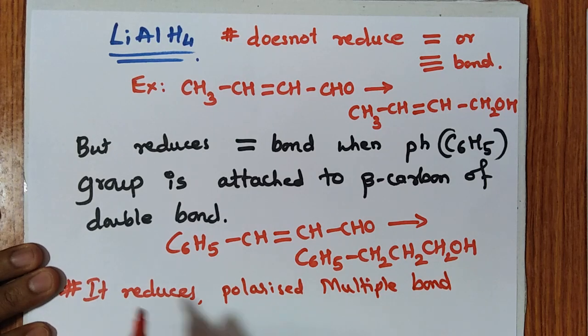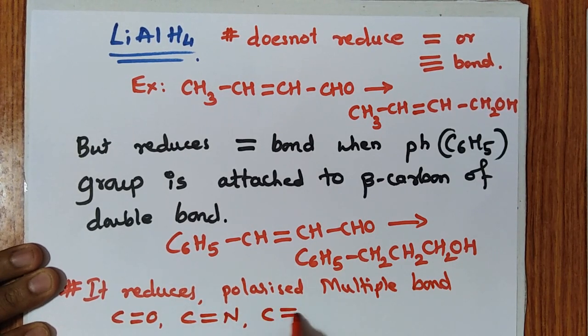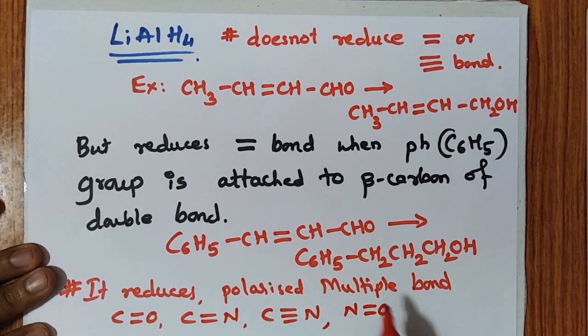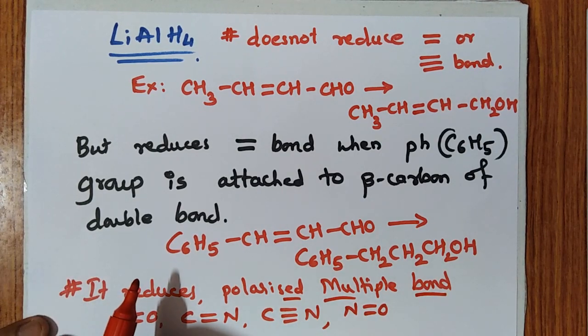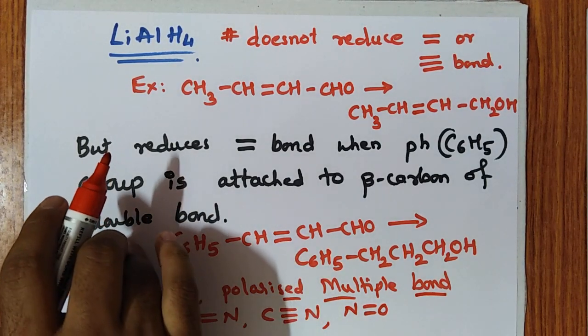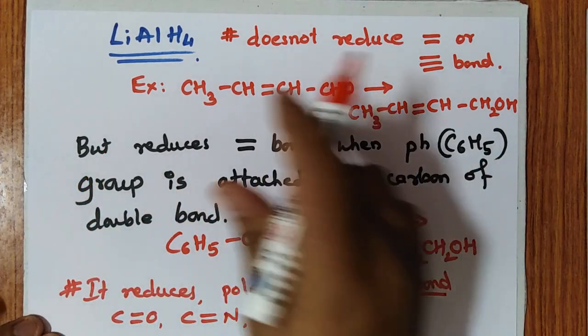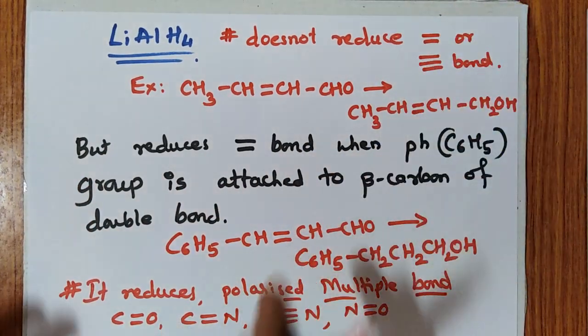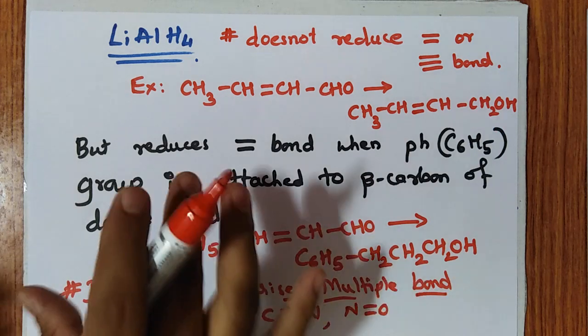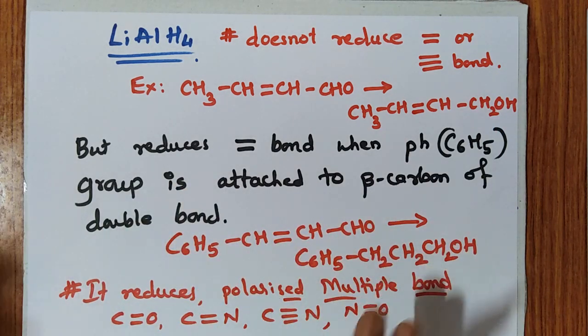Polarized multiple bond means which ones? C double bond O, or C double bond N, or C triple bond N, or N double bond O. These are called polarized multiple bonds. Polarized multiple bonds can be reduced by this particular lithium aluminum hydride, but a nonpolar double bond is not reduced by lithium aluminum hydride. This is about lithium aluminum hydride, and the 4 reagents I have discussed in the first class, lecture number 1.